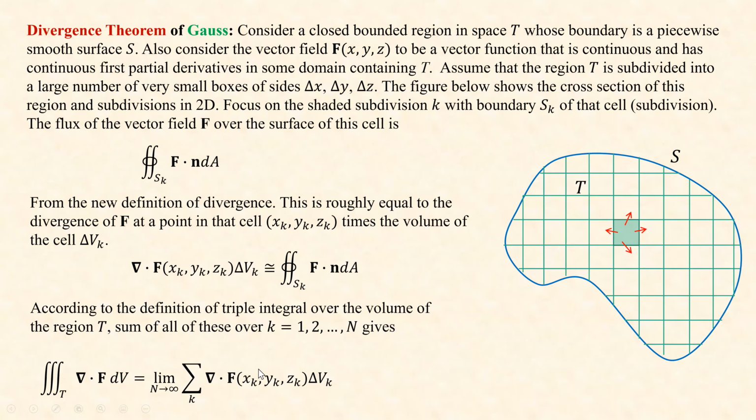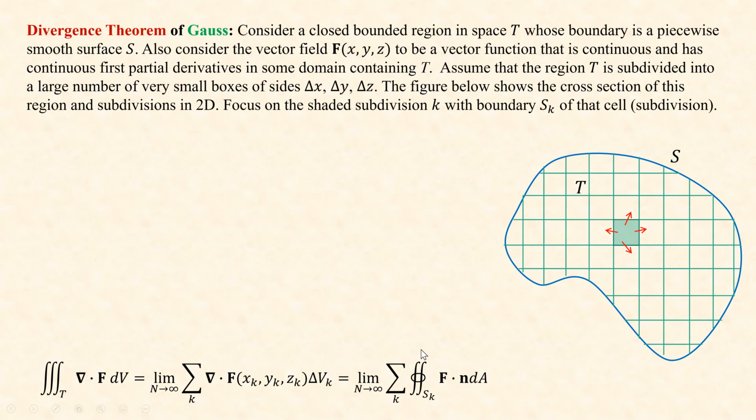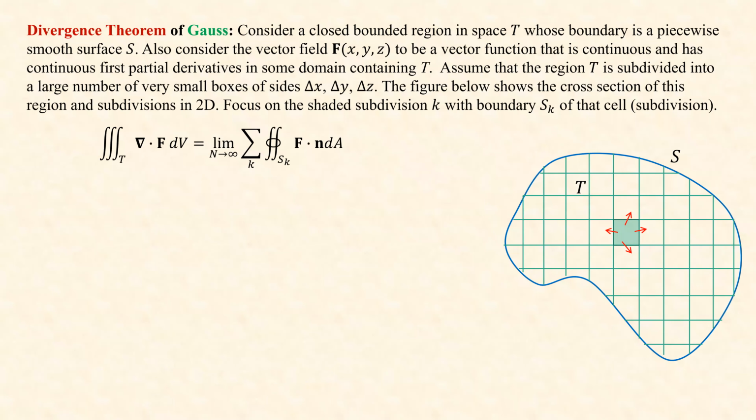But in this summation, this part is equal to that. So we can write that as the limit of the summation of all these surface integrals, right? Like that. So the triple integral of divergence of F can be written as this. So let's just work on this one, see what that implies. All right, so far so good. Any questions? All right, so now we want to see what this quantity is.